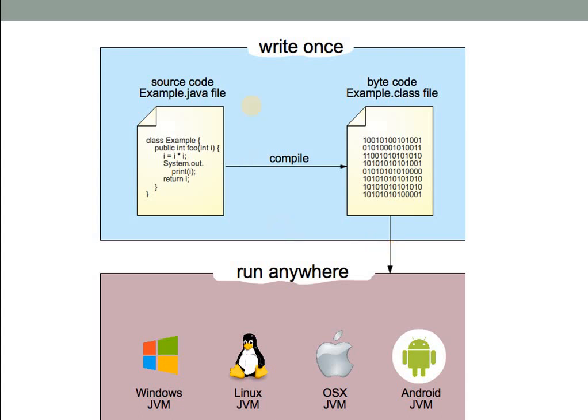Like here also you can see there is a source code. After compilation, it will get translated to bytecode, that is our class file in Java. And this class file can be run on any platform like Windows, Linux, macOS or Android, any platform. And that's why we call Java a write once, run anywhere programming language.